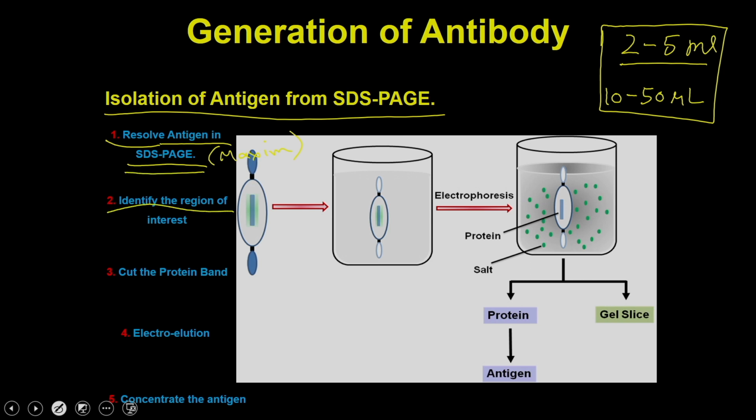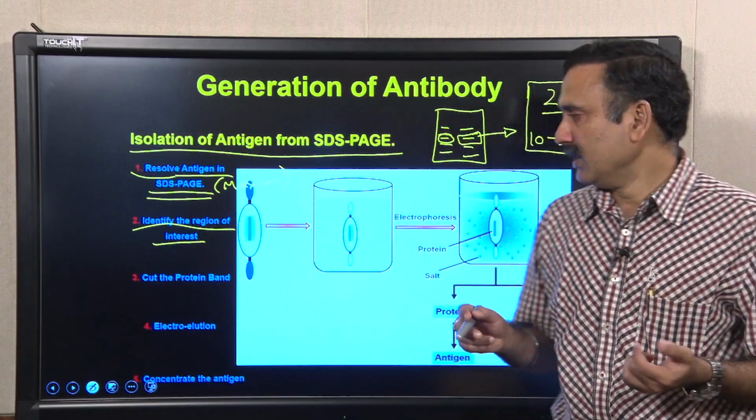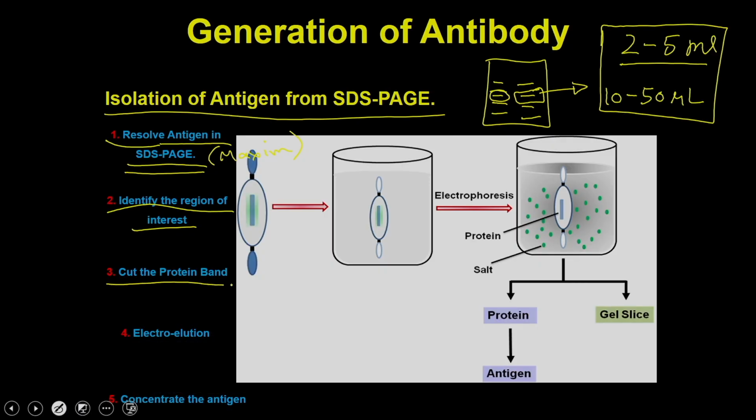Then you have to identify the region of your interest, which means if you run the SDS page, you are going to get different types of bands, and you have to identify the region where your antigen of interest is present. Then you have to cut this region and bring out the protein band. So, you have to cut the protein bands.